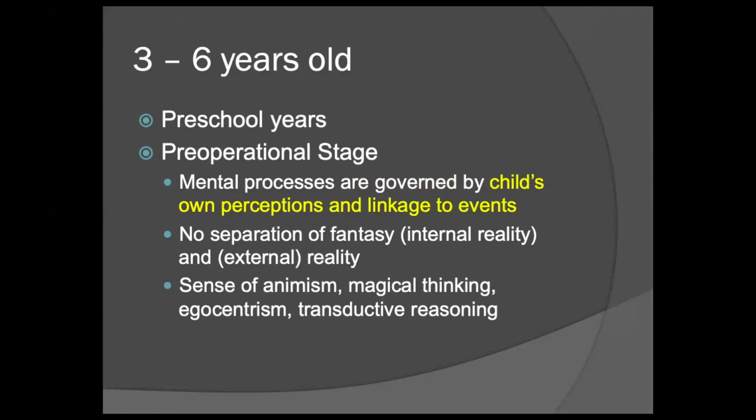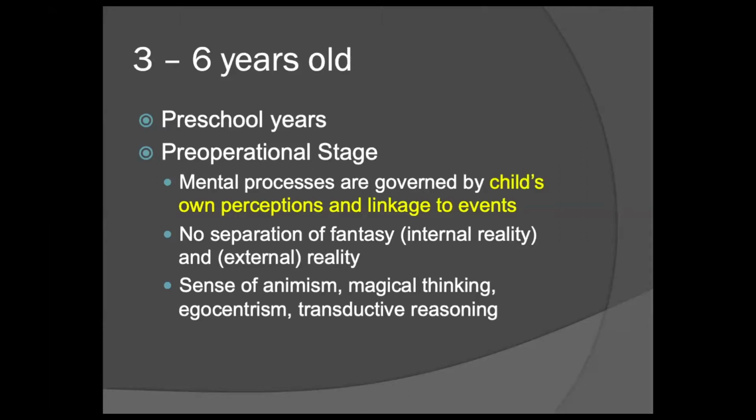The next group is the 3 to 6-year-old group, the preschool years, characterized as the pre-operational stage. The mental processes are governed by the child's own perceptions and linkage to events. So there is no separation of fantasy, which is their internal reality, and the external reality. They have a sense of animism, magical thinking, egocentrism, and transductive reasoning. Animism means that objects have life. Egocentrism means that the child's understanding of the world is based on their perspective only, so they think that how they think is actually how all others think. Transductive reasoning, on the other hand, means that children assume a causal link or a permanent association when two events are experienced in close proximity.